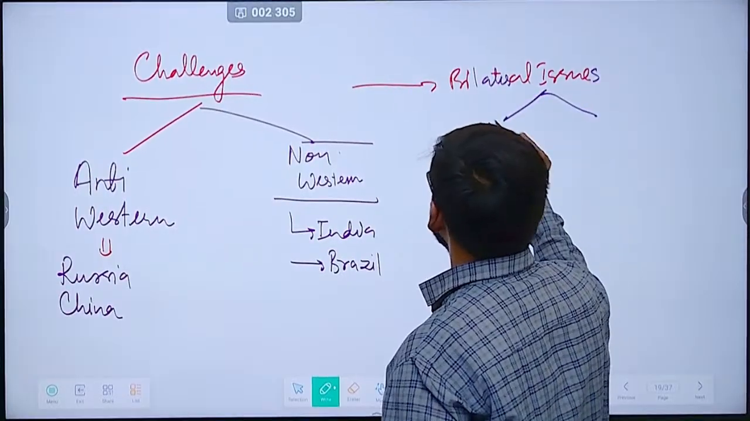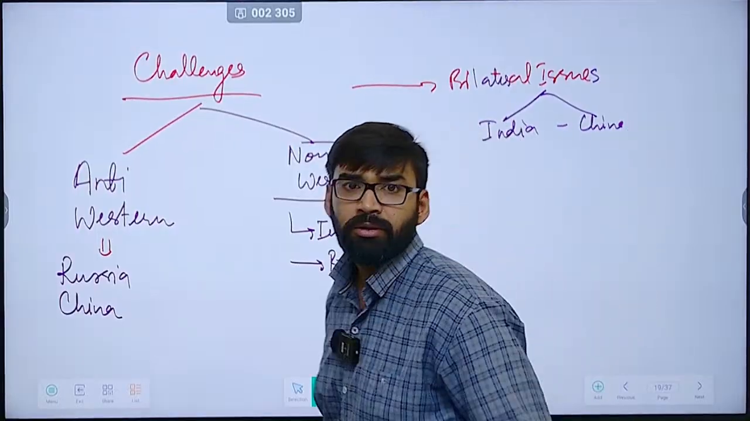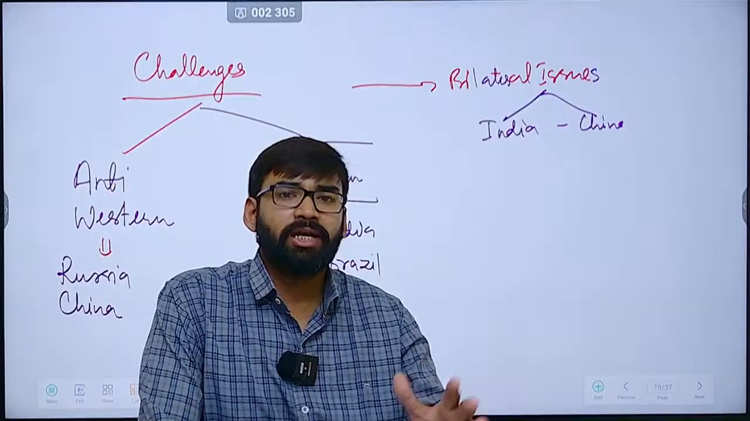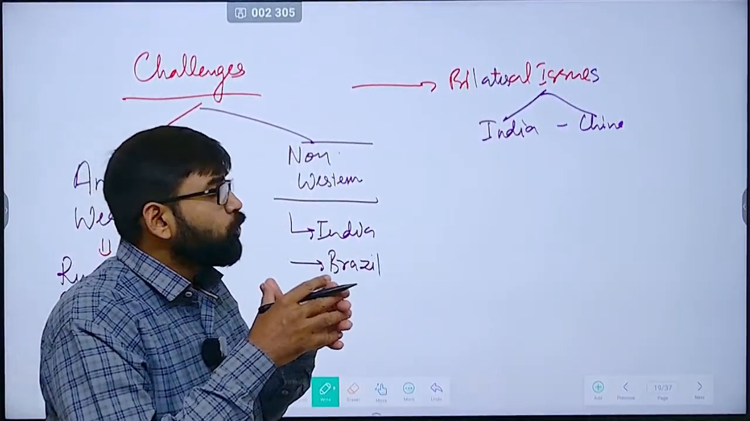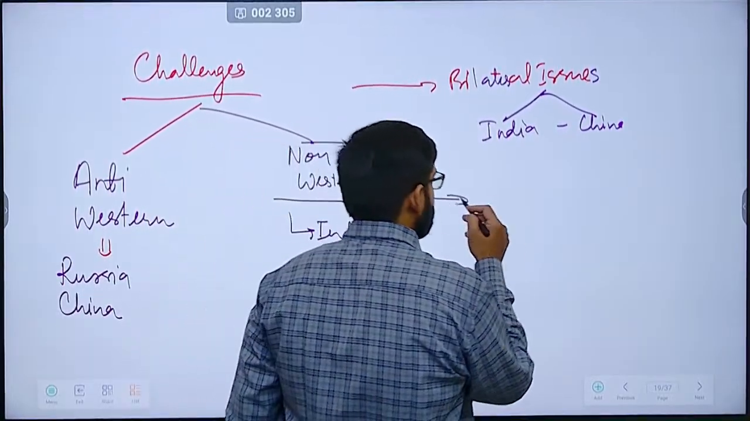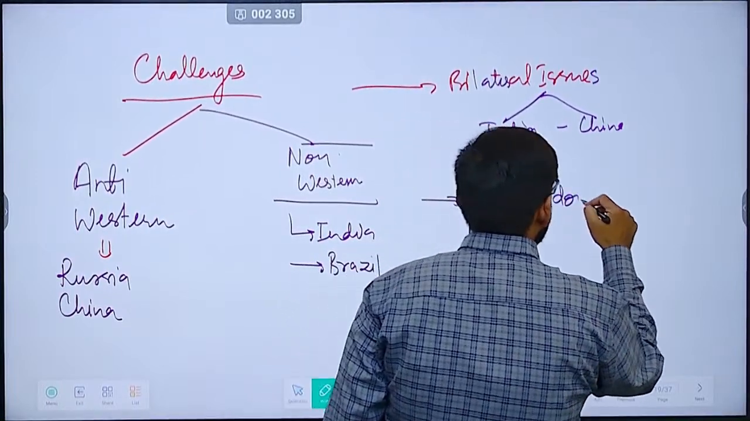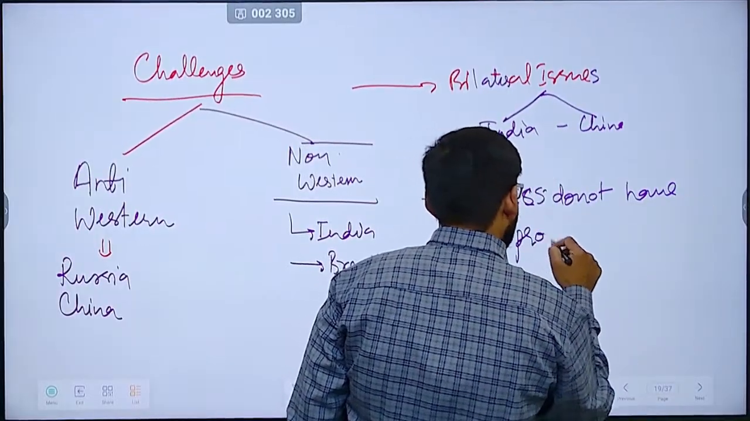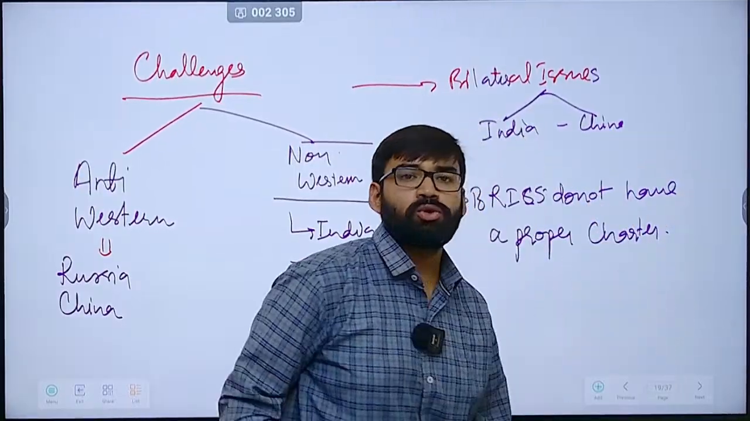Like bilateral issues between India and China. Clear? These things are there. So sometimes it also creates a hurdle while taking decisions. Then there is, you can say, no proper institutional binding. Clear? Because BRICS does not have a proper charter, an institutional charter is not there.